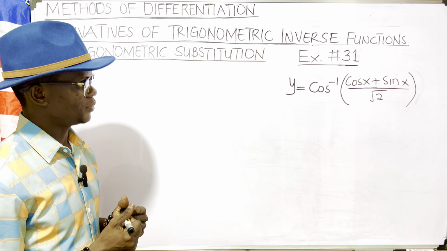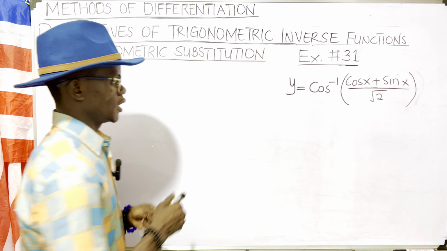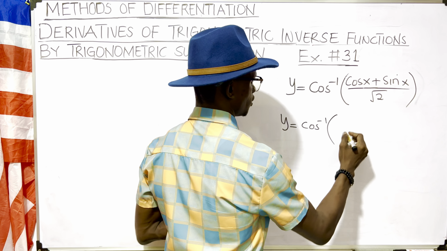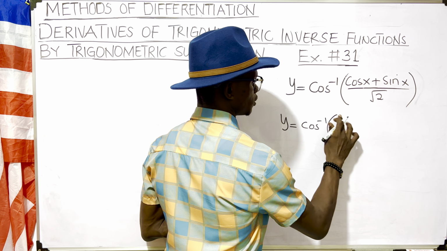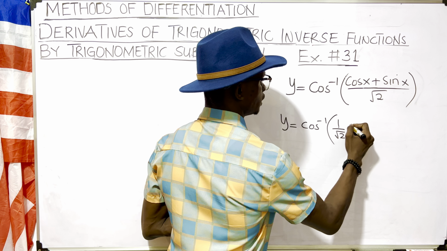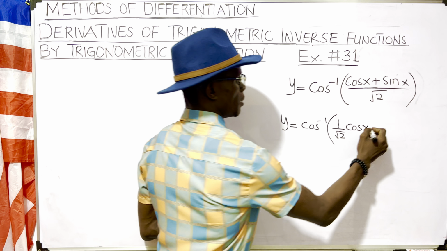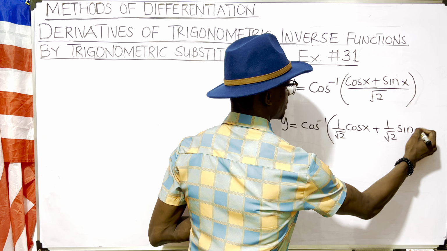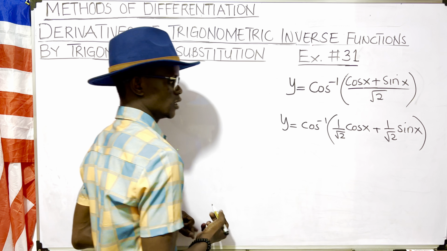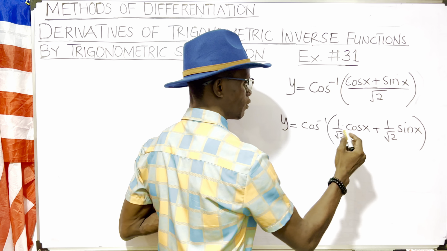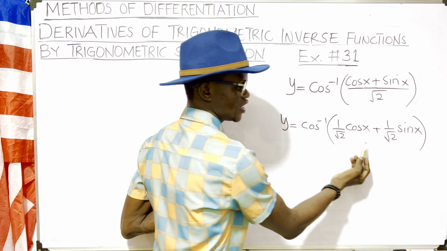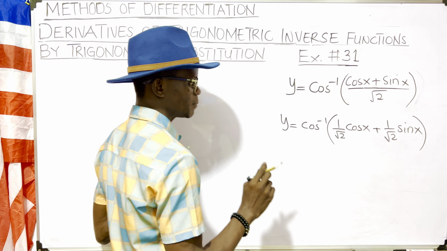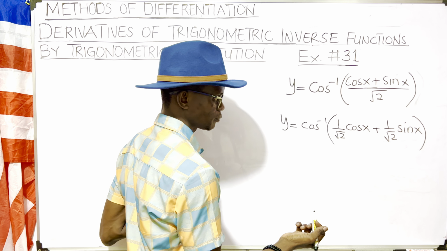So looking at this problem, we can rewrite this expression as cos inverse of 1 all over the root of 2 times cos of x plus 1 all over the root of 2 times sine of x. So you clearly see that, remember, our aim is to make everything in here to just be cos of a particular angle, right? So based upon that, we have to bring in some tricks.